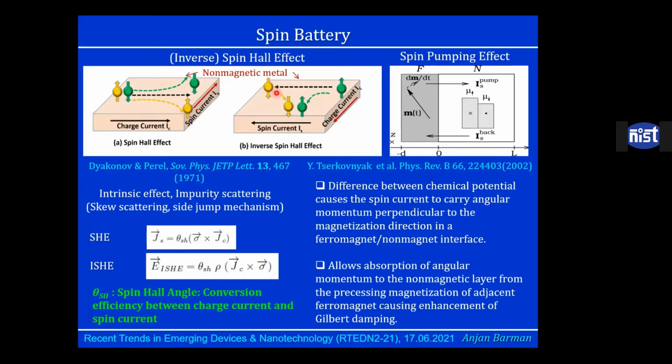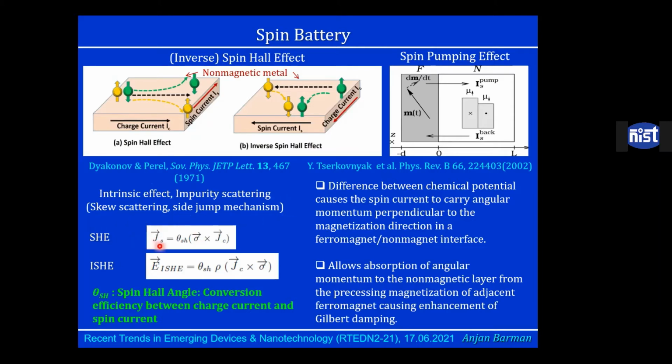On the other hand, if a pure spin current is flowing through this material, then the spins will be deflected in the same direction, and they will give rise to a charge imbalance and a charge current. Dyakonov and Perel discovered this effect in 1971, and they described it as having its origin in an intrinsic effect, which occurs due to the Berry curvature, and in impurity scatterings, which are the skew scattering and side jump mechanisms.